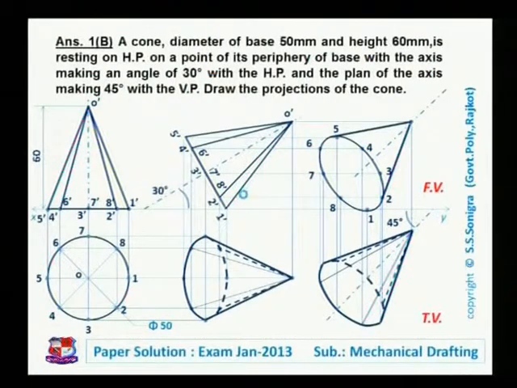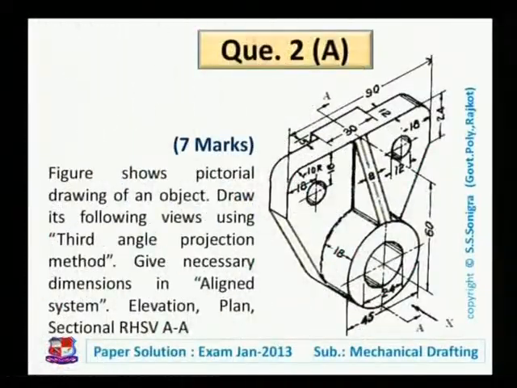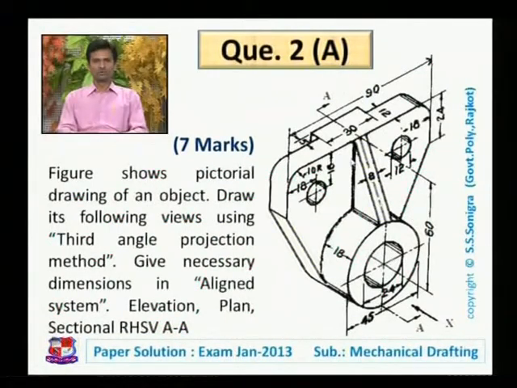Now we proceed further with some more questions. Question number 2a. In question number 2a, asked for 7 marks, the data is given like this. Figure shows pictorial drawing of an object. This is a pictorial drawing of an object. Draw its following views using third angle projection method. We have to use third angle projection method over here to redraw this figure. Give necessary dimensions in aligned system. We have to use aligned system of dimensioning. Draw elevation, plan and sectional right hand side view.